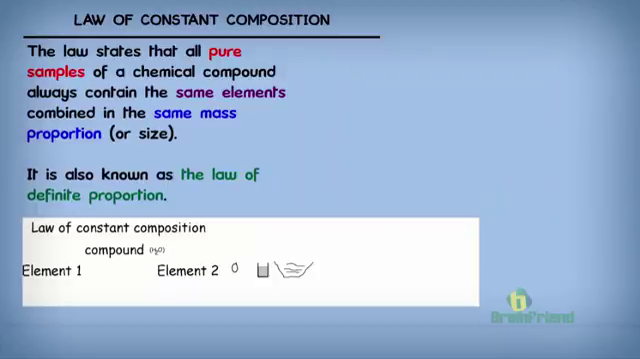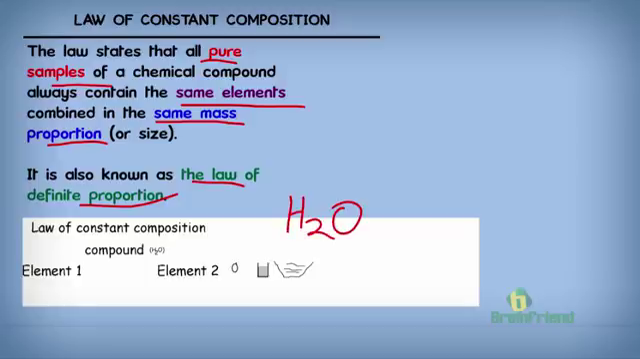Now we have the law of constant composition, otherwise known as the law of definite proportion. It states that all pure samples of a chemical compound always contain the same elements combined in the same mass proportion. For us to be able to understand this better, we have something on the board to illustrate the law of constant composition. And we are going to be making use of water to illustrate this law.